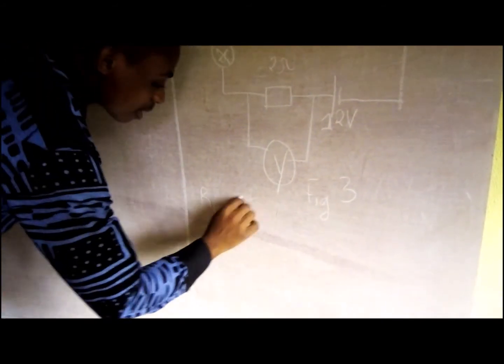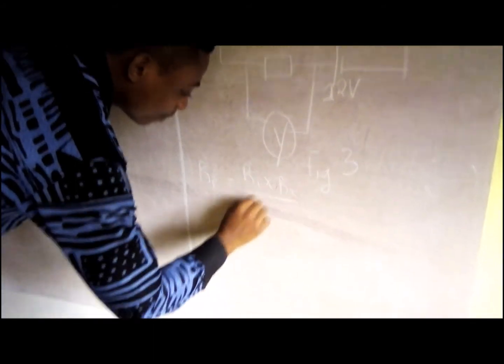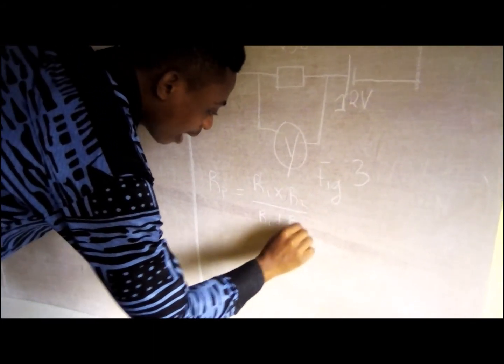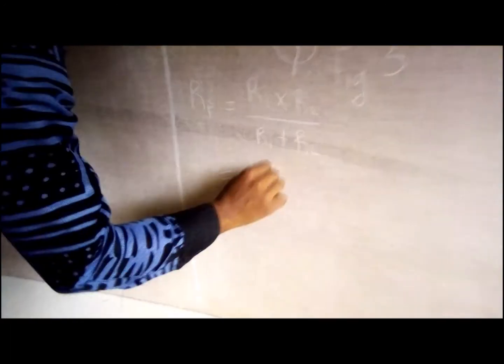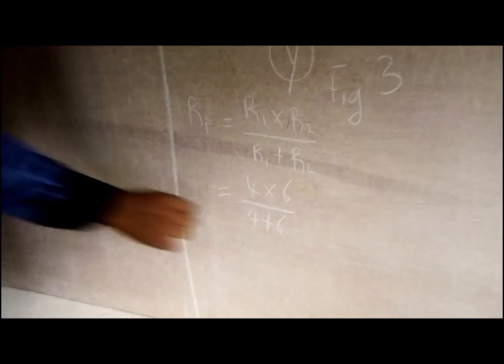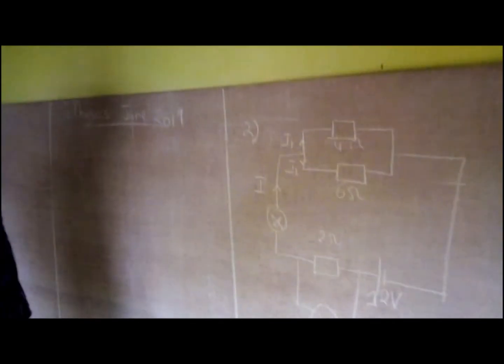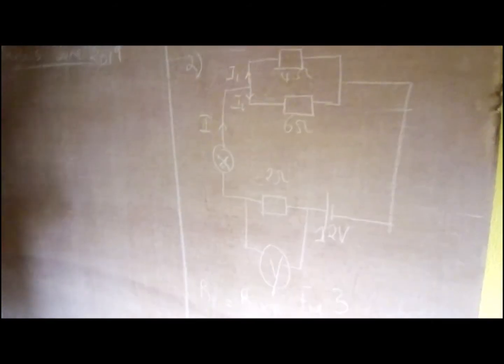So R parallel will be equal to the product over the sum. It means R1 times R2 all over R1 plus R2. That is 4 times 6 on 4 plus 6. So that is how you obtain the total resistance in parallel. Now, with this result, our circuit will be reduced into this.